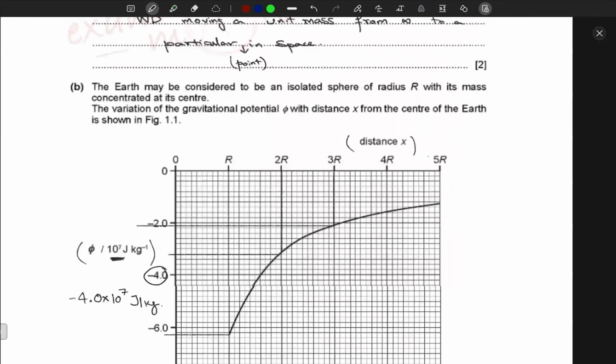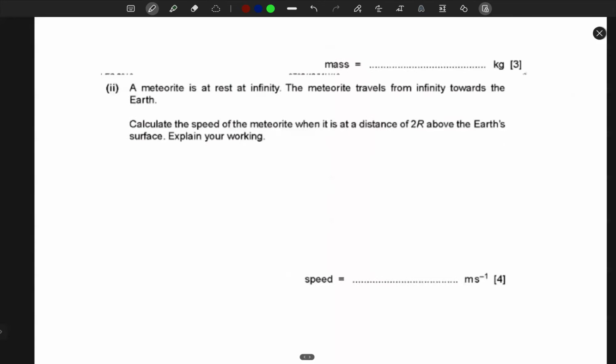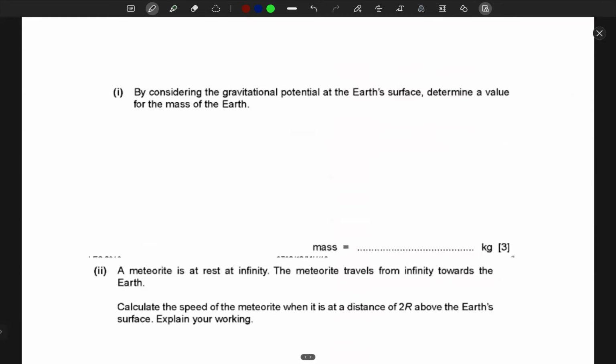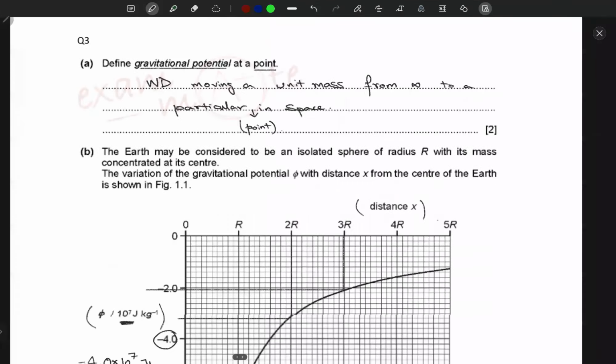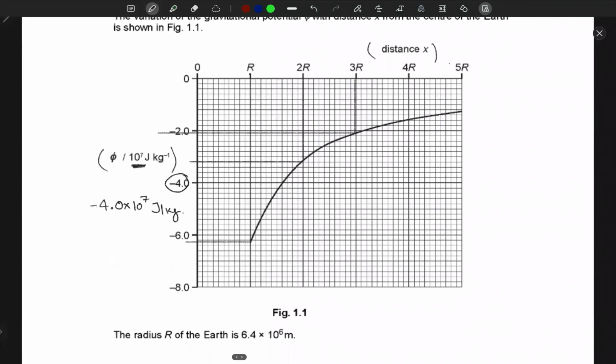So you're given the radius of the Earth as this thing. And the question that they're asking you is on this next page. By considering the gravitational potential at Earth's surface, so at Earth's surface, what value of distance should I use? It would be r, right? So I'll use the gravitational potential at r, this one. So is that clear why? Because of course at the surface the distance is r.